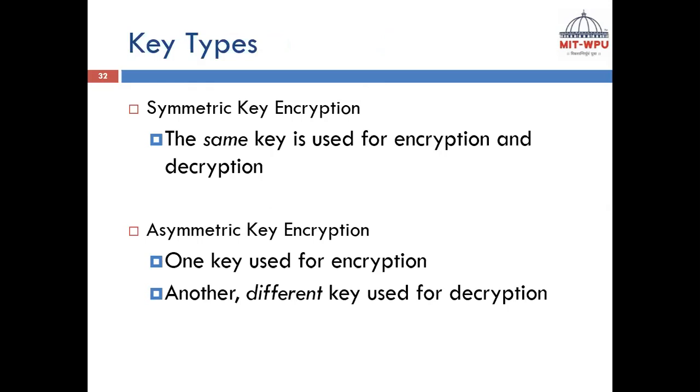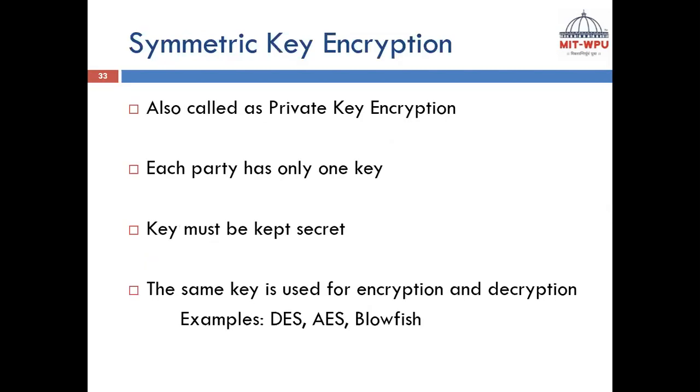Next, we classify ciphers based on key types. We have symmetric key encryption, or symmetric key algorithms, and asymmetric key encryption, or asymmetric key cryptography. In symmetric key cryptography, the same key is used for encryption and decryption, whereas in asymmetric key cryptography, one key is used for encryption and another key is used for decryption. Both keys are related to each other through some mathematical function. Now let's move to symmetric encryption.